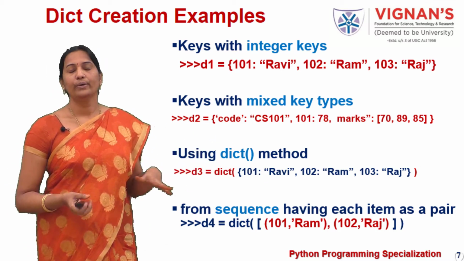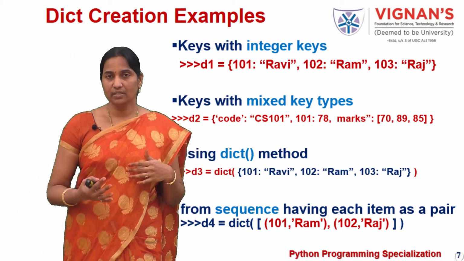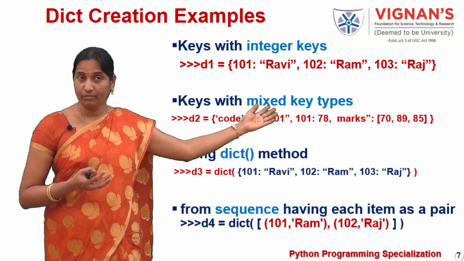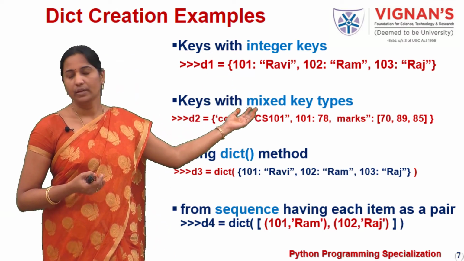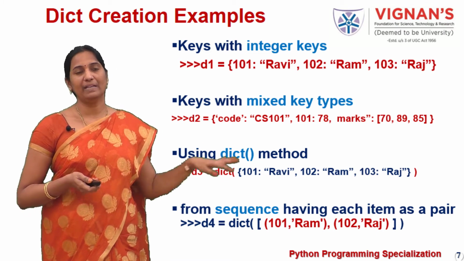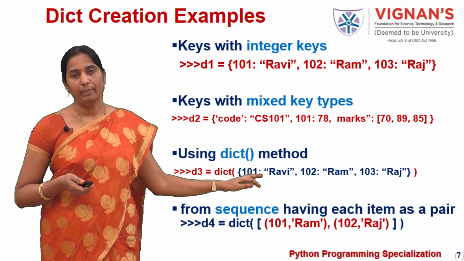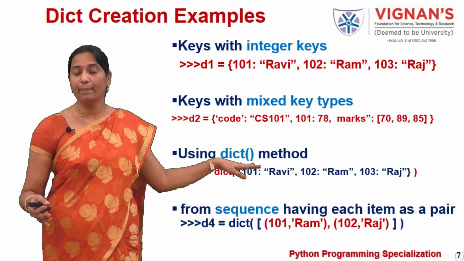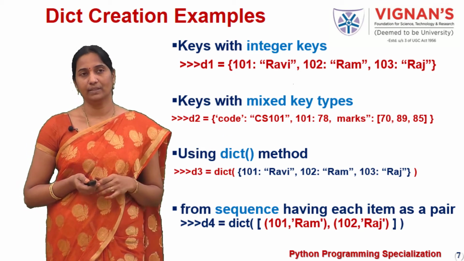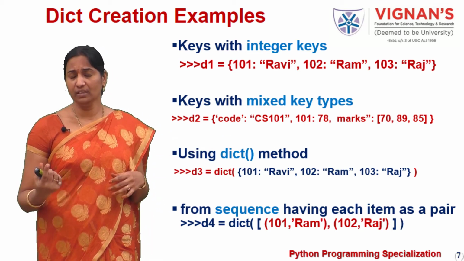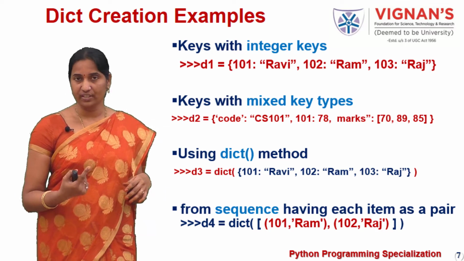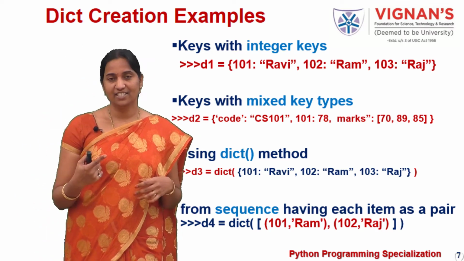So that's how we can create dictionaries having the same types of keys or mixed types of keys, even using the dict method by passing the dictionary object or by passing a list of tuples as an argument to the dict method. So far we have seen creation of different types of dictionaries. Now let's see how we create a nested dictionary.